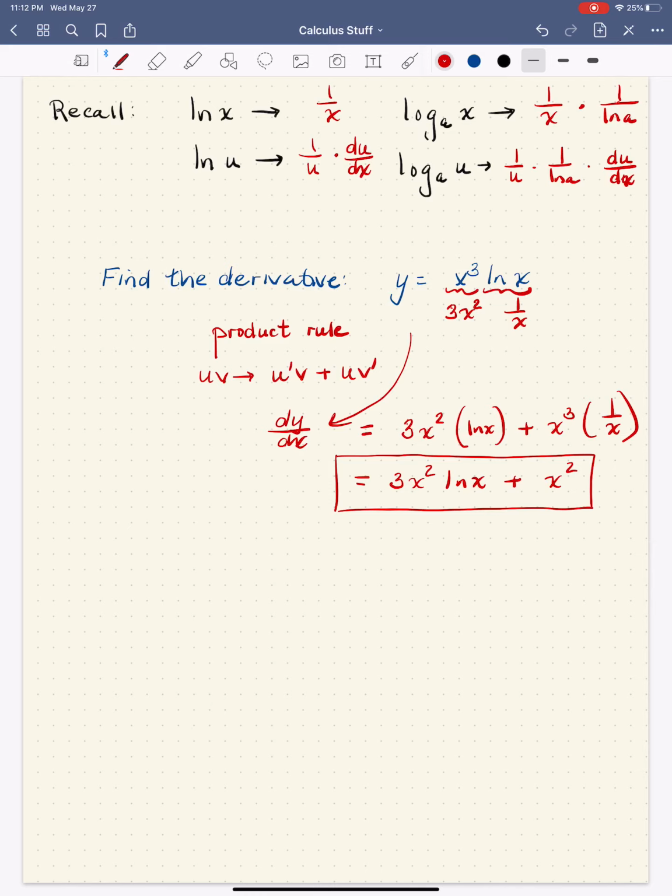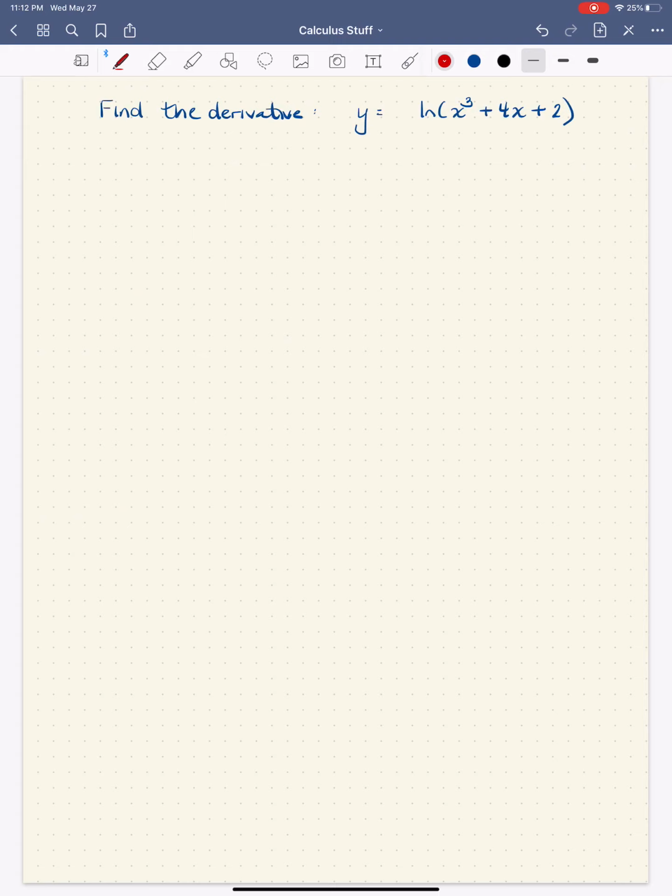So another example is this one here where we have the natural log of a quantity. So this is one where we should think of it as y equals natural log of something, and we just use the letter u to represent that something because it's just a different letter than everything else that we use. So that means that the derivative is, well, the derivative of natural log of something is 1 over the something times the derivative of the something.